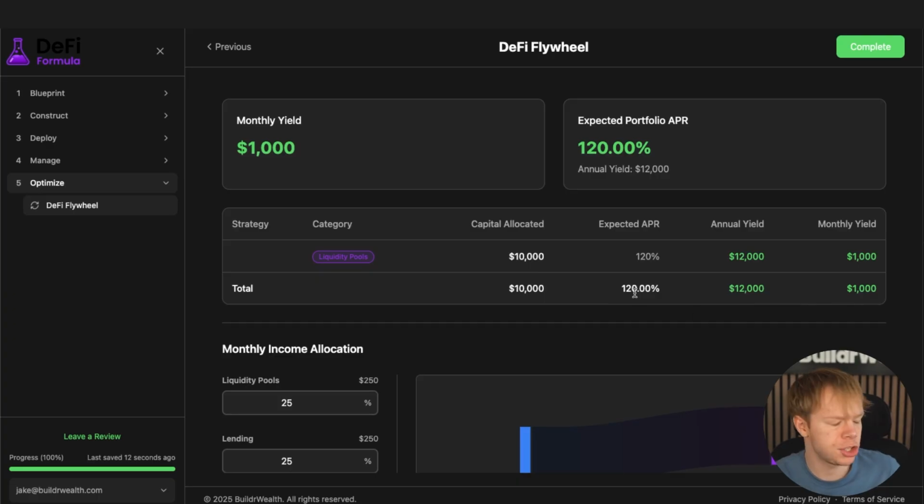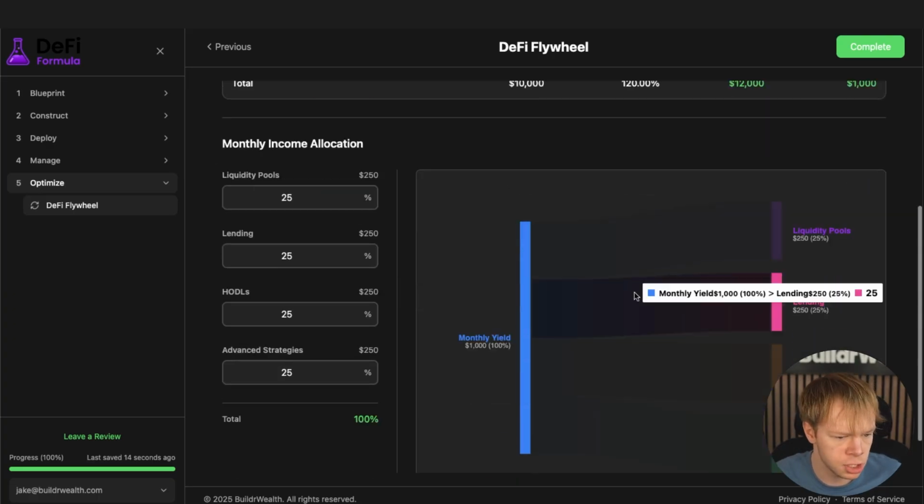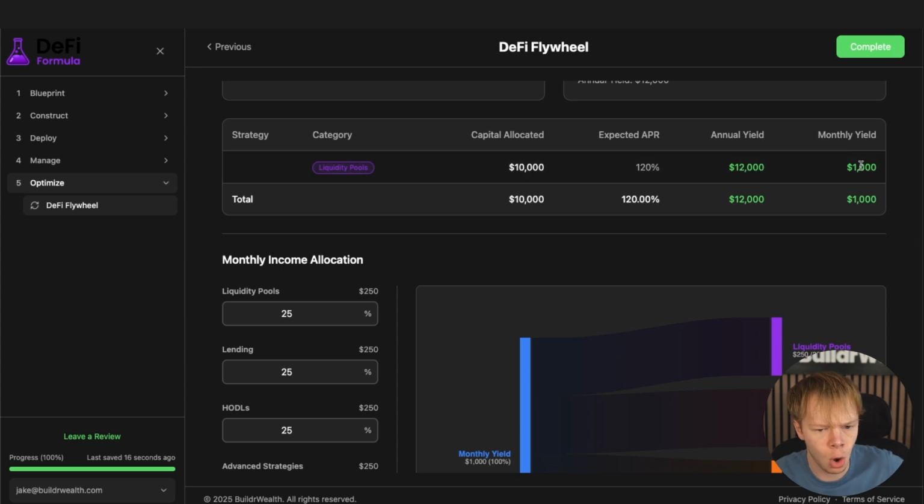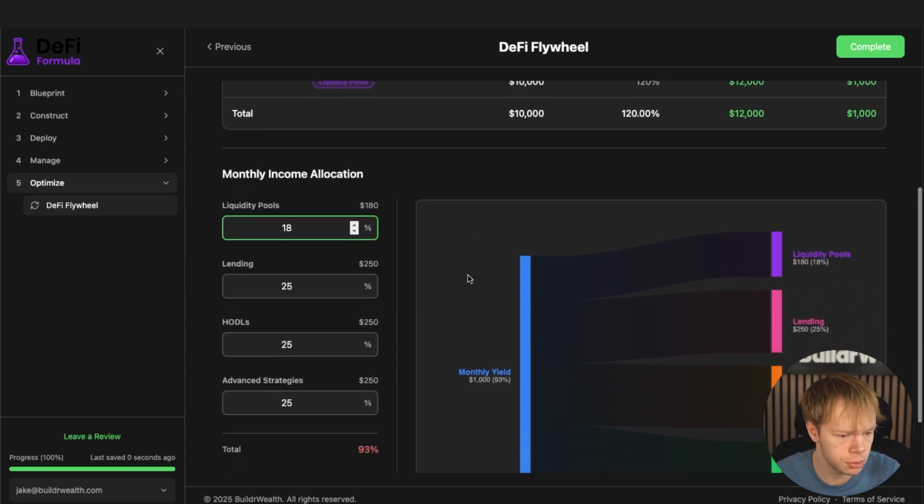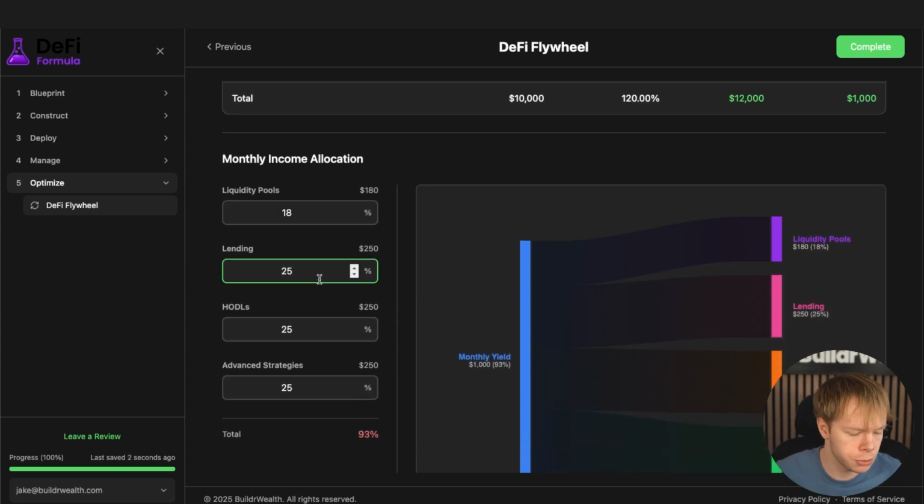So for example, let's just say I do only have this Ethereum to syrup position. I have to determine, okay, well, off of the $1,000 that this position is making per month, where's that going, right? How much is going to liquidity pools? How much is going to lending, hodls, or advanced strategies? And this is really where we can start to create our compounding flywheel and build our portfolio over time without having to consistently dollar cost average.